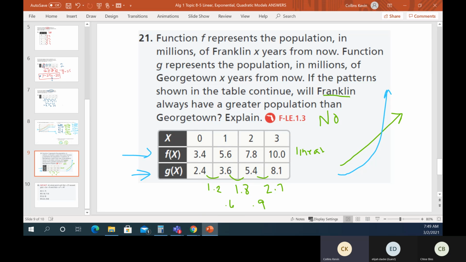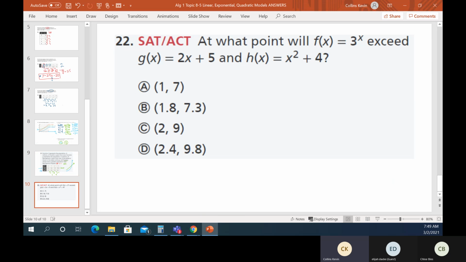All right, last one. So it says, at what point will 3 to the x exceed the other two guys? All right, so this is just plugging in numbers. And we plug in the x values, right? So if we plug in 1 here, that's going to be just 3. If we plug 1 in here, it's going to be 7. If we plug 1 in here, it's going to be 5. So it's not this guy.